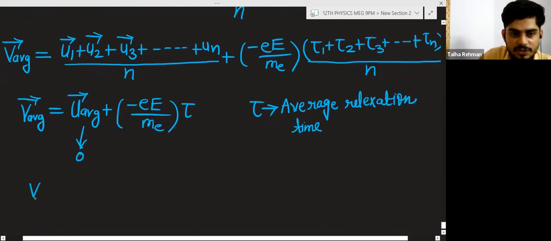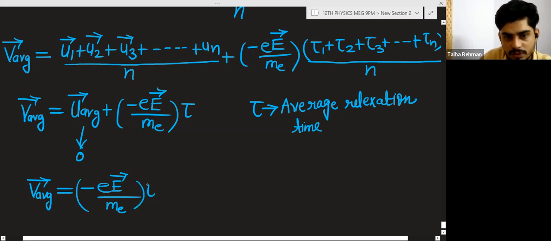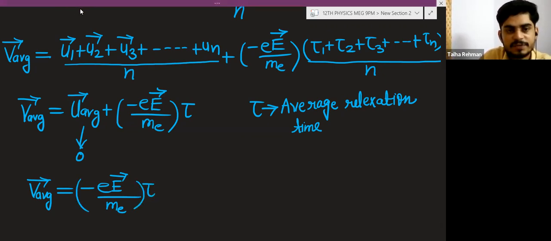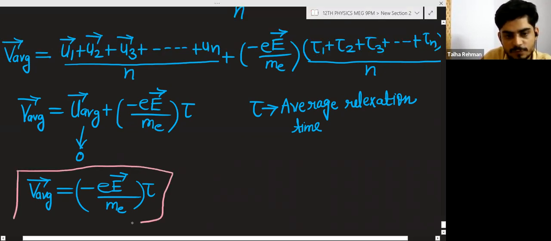So the average velocity of electron is equal to minus, and here is a vector, E by mass of electron into tau. This average velocity of electron, with which the electron moves from the negative terminal to the positive, is known as the drift velocity.